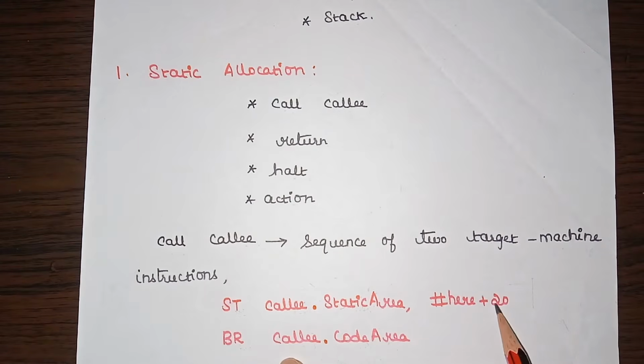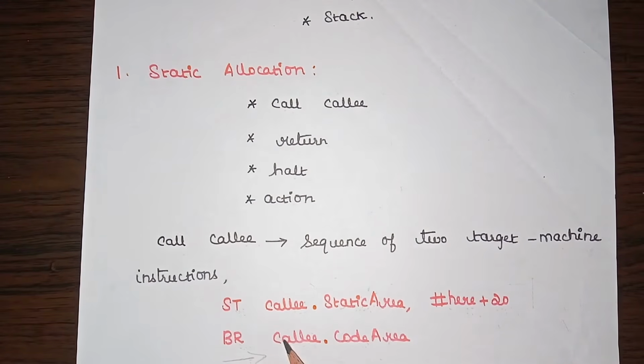When you see this operand, here #here+20, in this store instruction, this is the literal return address. This is the address of the instruction that follows the branch instruction. Whatever instruction comes after this branch instruction, its address will be given by this operand, that is #here+20.